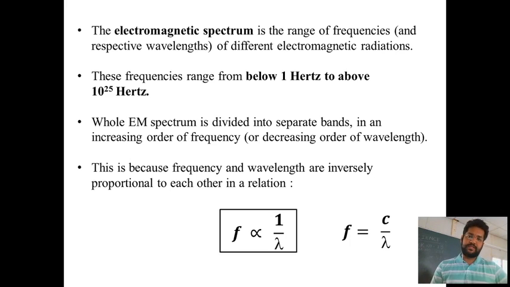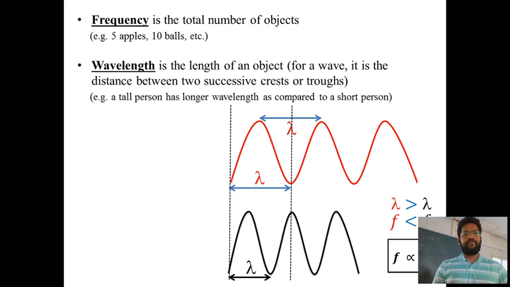So first of all, let us understand what is frequency and what is wavelength in a simpler manner. Frequency is the total number of objects. It is just a number, that is 5 apples, 10 balls, 30 bats, etc. So it is just a number. On the contrary, wavelength is the dimension of an object, right? For a wave, it is the distance between two successive crests or two successive troughs. A taller person has a longer wavelength and a short person has a short wavelength, for your understanding.